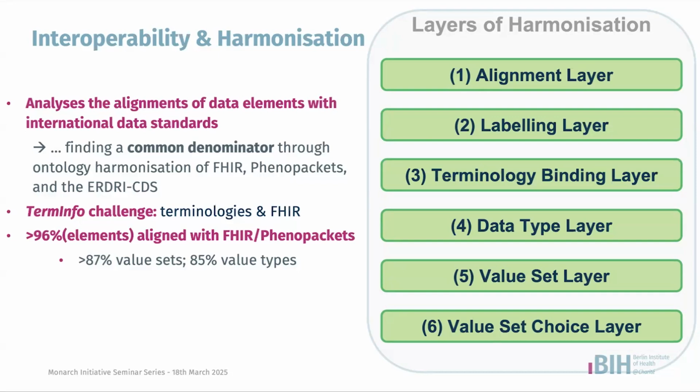But we found out that more than 96% of elements of our data model are aligned with FHIR and Phenopackets, more than 87% of value sets, and value types 85%. And you could ask, okay, what about the rest? Well, as you saw earlier with the registry data sets, there are some rare disease specific elements that couldn't be encoded yet, or that had some issues with it. So that in future versions we may increase this alignment.